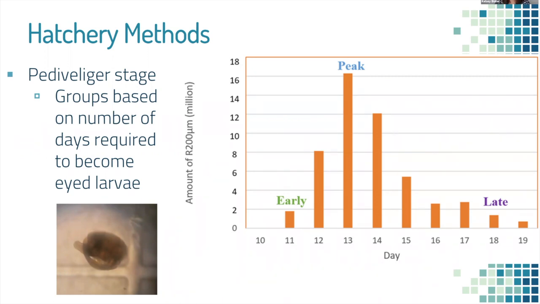All days were set in our downwelling system, and so we were able to determine our peak group, for which we created this bell curve. Our peak group was the day that the most eyed larvae came to set, which happened to be 13 days post-fertilization.